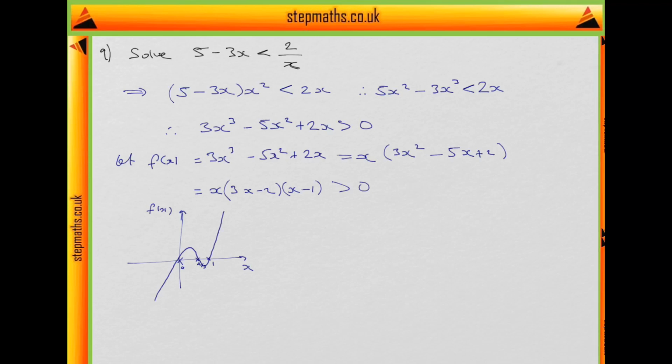So when is that strictly greater than 0? Well, we see that's going to correspond to this region here and this region here. So we get that x has to be, well, this one here is between 0 and 2/3, so strictly greater than 0 but strictly less than 2/3, or x is strictly greater than 1.